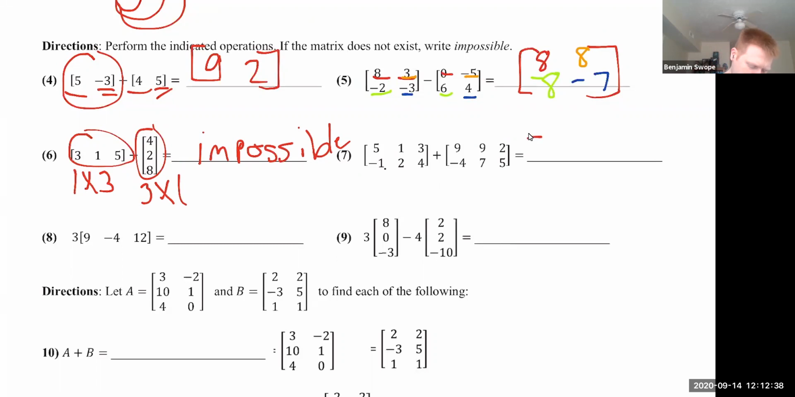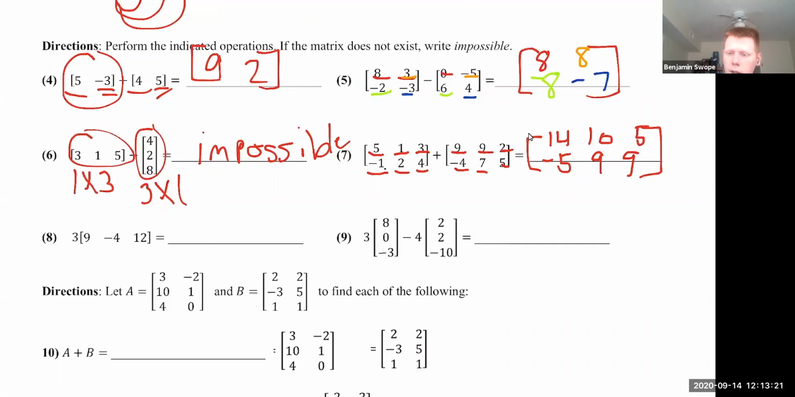This next one, same idea, we just have some more numbers. So I'll try my best to fit these in, but we're just adding. So the first one would be 5 plus 9 would be 14. 1 plus 9 is 10. 3 plus 2 is 5. Then we do the bottom row. So -1 plus -4 would be -5. 2 plus 7 is 9. 4 plus 5 is also 9.